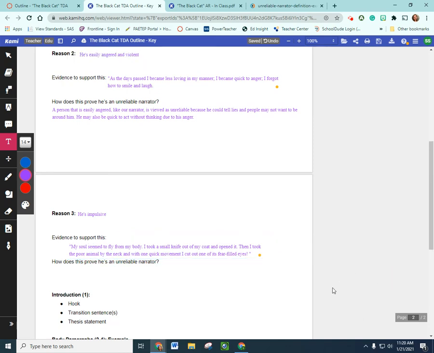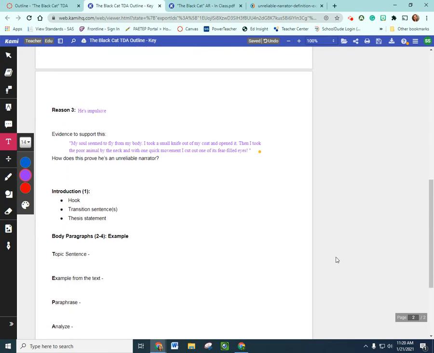My soul seemed to fly from my body. I took a small knife out of my coat and opened it. I then took the poor animal by the neck, and with one quick movement, I cut out one of its fear-filled eyes. So how does this prove that he's unreliable? His impulsiveness. A person that's impulsive doesn't think before they act.